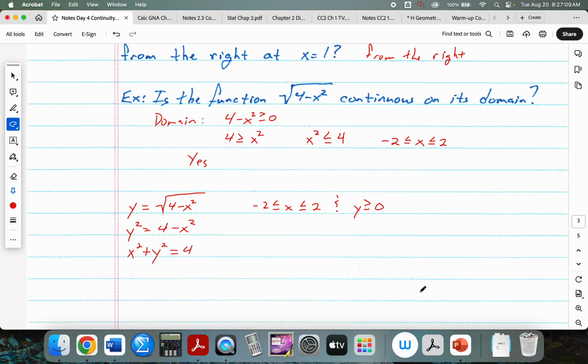What is that? It's a circle. But this isn't a whole circle. Because it's the positive square root, it can only be a positive number for the y values. So this is the top half of a circle. If you want to graph the bottom half of the circle, all you got to do is slap a negative in front of the square root. Then it's the bottom half of the circle instead of the top half.